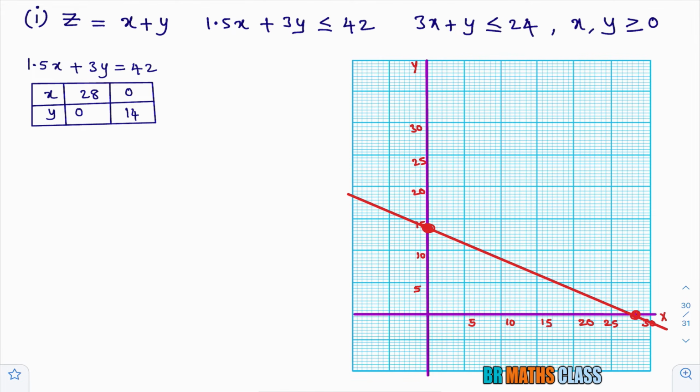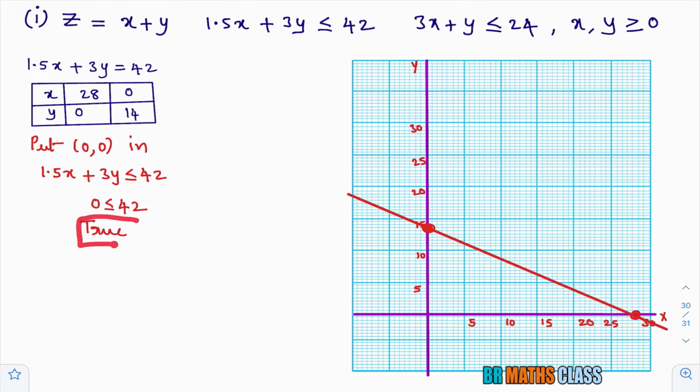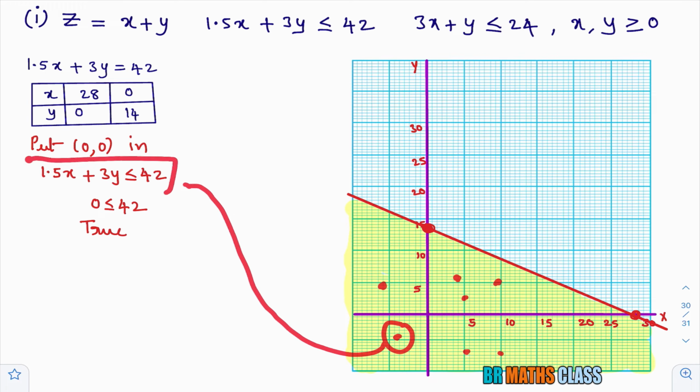As the origin side and non-origin side are present for this line, I'll put 0, 0 in this inequality. In place of x you write 0, in place of y you write 0. What you will get? 0 less than or equal to 42. Is 0 less than 42? Yes, 0 is less than 42. So it is true. When you get true, which side do you need to shade? You need to shade towards the origin side. You observe here this yellow colored shaded part is there. That is the solution of this inequality. That means if we take any point in the shaded region and substitute that point in this inequality, it satisfies.